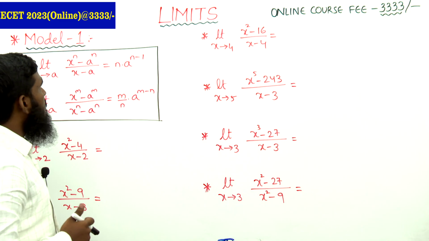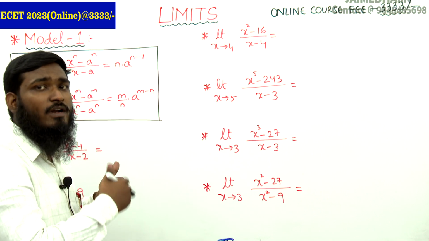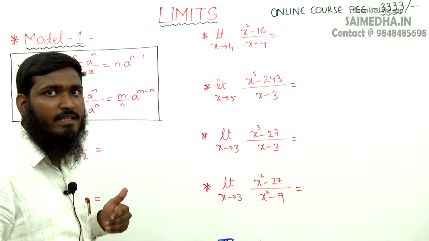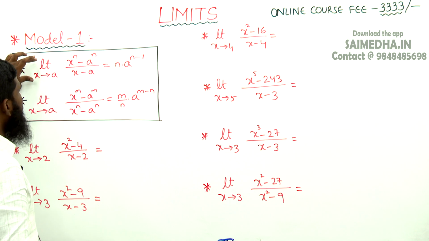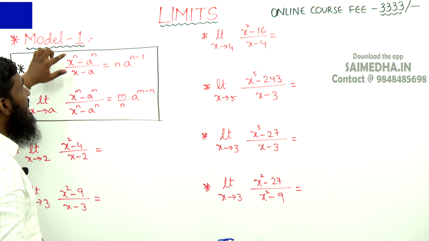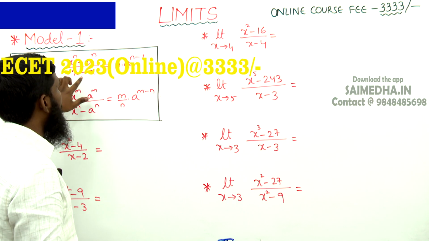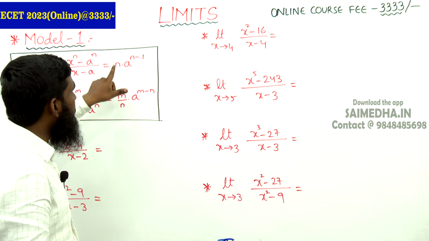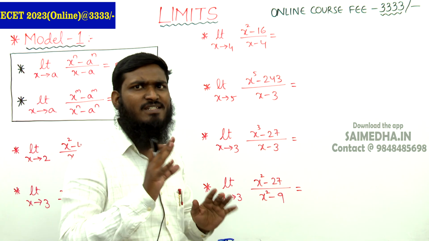I am representing these as models: model 1, model 2, model 3, model 4, like that. Let us see model 1. The first one is limit x tends to a, x power n minus a power n divided by x minus a, which equals n into a power n minus 1. This is our standard limit.